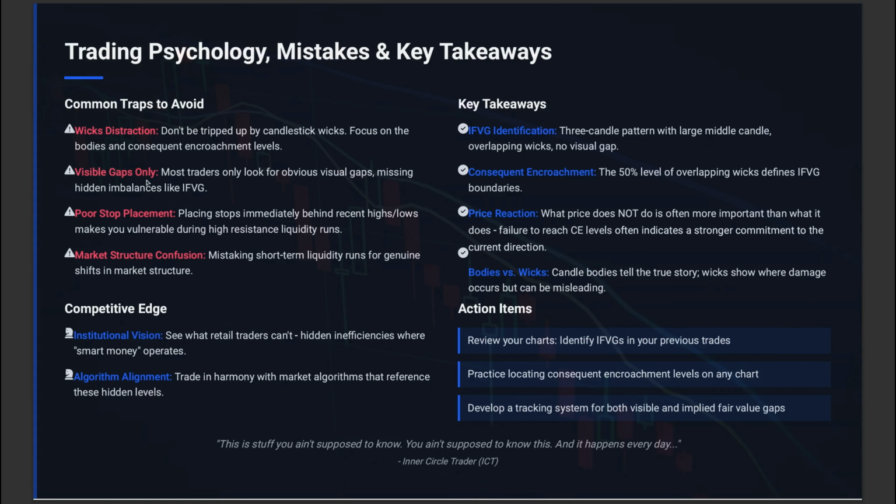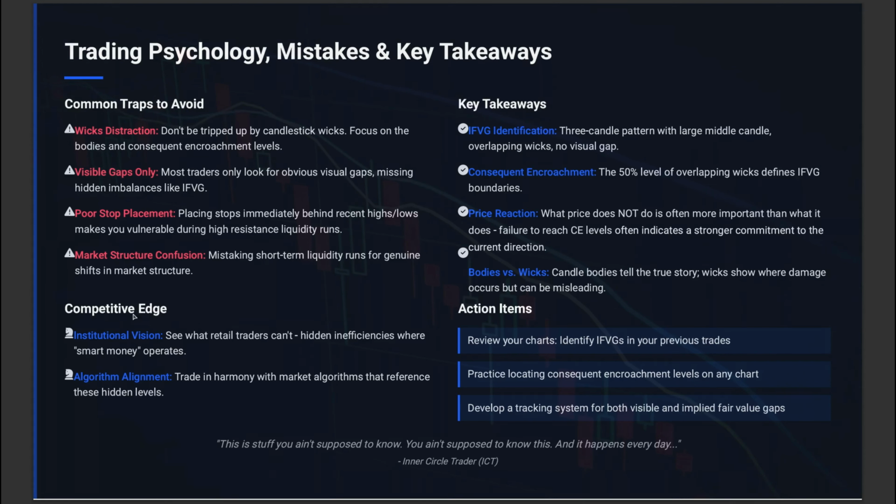Next, visible gaps only. Most traders only look for obvious visual gaps like fair value gaps, missing hidden imbalances like the implied fair value gap. Next, poor stop placement. Placing stops immediately behind recent highs/lows makes you vulnerable during high resistance liquidity runs. Next is market structure confusion. Mistaking short-term liquidity runs for genuine shifts in market structure.